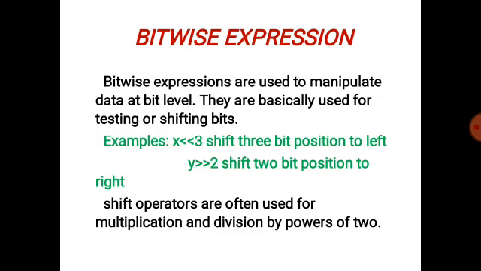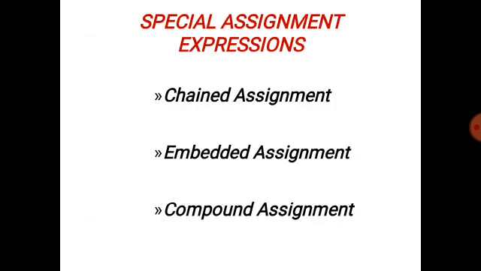Next is bitwise expression. Bitwise expressions are used to manipulate data at bit level. They are basically used for testing or shifting bits. So the insertion operator with 3 means it shifts 3 bit positions to the left, while using the extraction operator with 2 means it shifts 2 bit positions to the right. So shift operators are often used for multiplication and division by powers of 2.